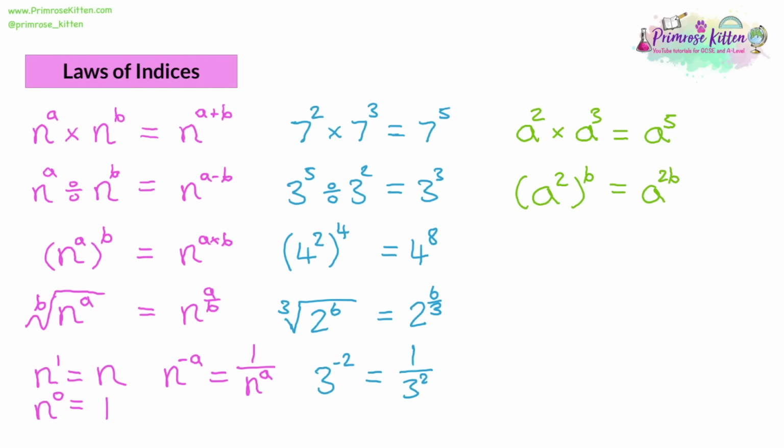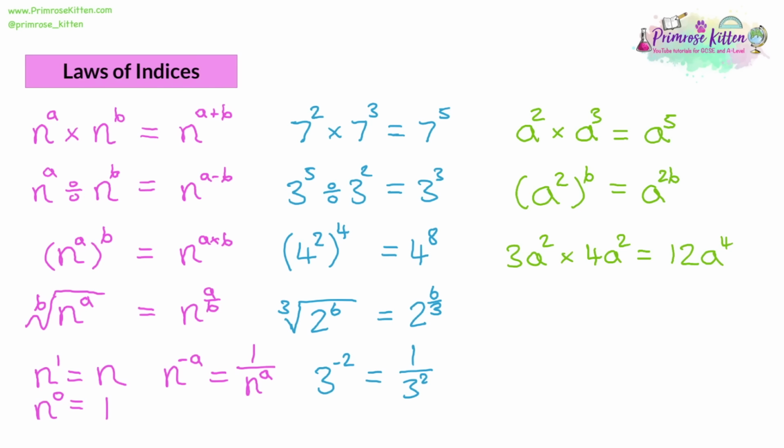We can also have a mix of letters and numbers. So, for example, we could have 3a squared times 4a squared. So you'd follow the normal rules and all the numbers. 3 times 4 is 12. Then you would follow the laws of indices for the indices. 2 plus 2 is 4. So 3a squared times 4a squared would be 12a to the power of 4. 3 times 4 is 12. 2 plus 2 is 4.